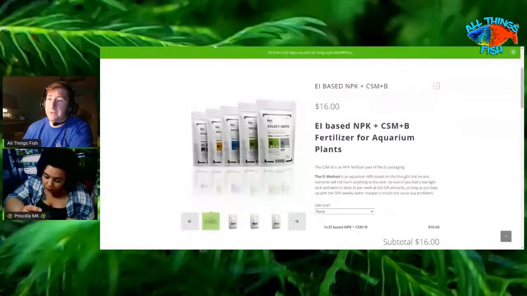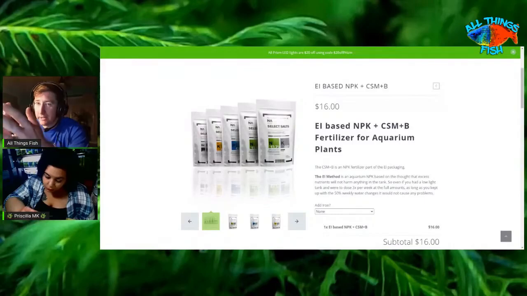He offers all these things in a couple different types of packs. This is the one that I use. Super cheap, $16 gets you the estimated index-based NPK plus CSM plus B. CSM plus B is going to be your things like iron, copper, magnesium, molybdenum, etc. And these are just dry salts that you literally, like on my 125, I dose half a teaspoon of each in my tank once a day. So I'll do the NPK one day, the CSM plus B the next.